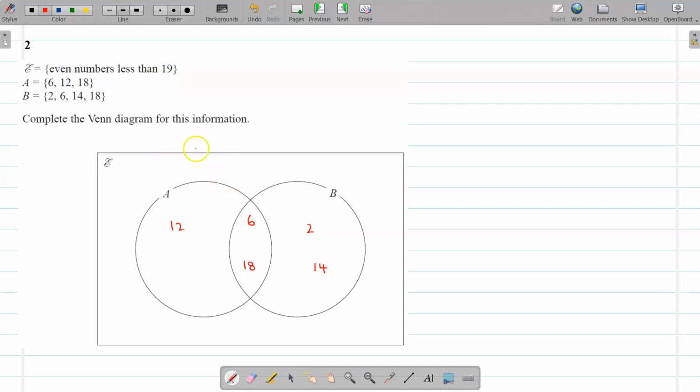So we've got 2 already. We haven't got 4. We need that. We've got 6. We haven't got 8. We haven't got 10, but we do have 12. We do have 14, we do not have 16, we do have 18, and that's it, because we go up to 19. So that's the question completed.